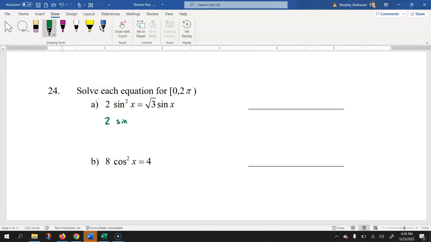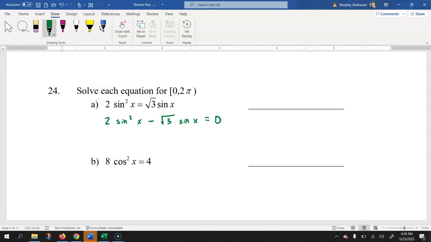So notice I'm working with a quadratic. So I want to get it to equal 0 to see what I do next. So I subtract square root of 3 sine of x from both sides. Now you might be thinking, well, how do I factor this? Well, you don't have to. If you notice, remember when we're factoring, no matter what we're doing, we always want to look for a greatest common factor from the beginning.